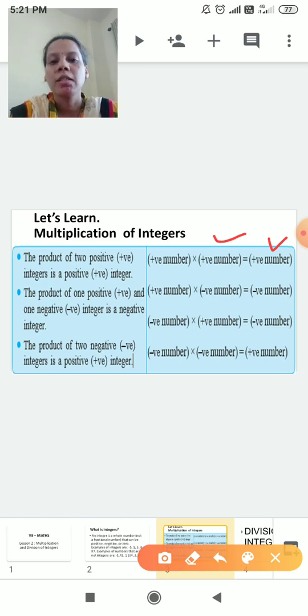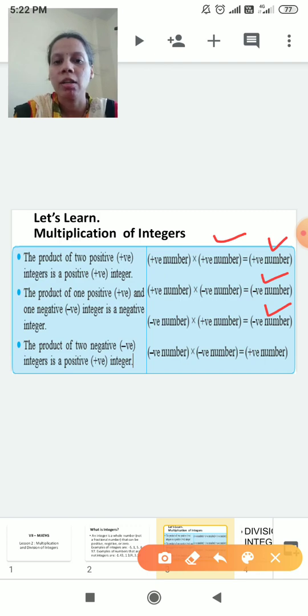Okay. The second rule is, if the first integer is positive and the second integer is negative, then the product is a negative number. Yes, if the first number is positive and the second number is negative, then the answer, or the product, is always a negative number. Correct. Now the third rule is, if the first number is negative and the second number is positive, then the answer, or the product, is a negative number. Yes, you are clear with this?